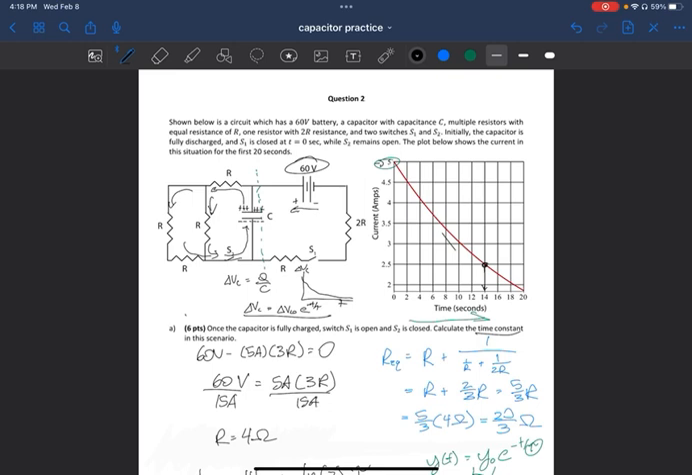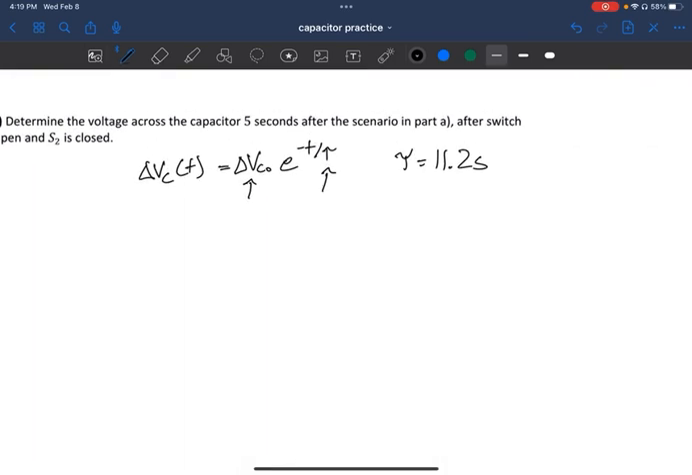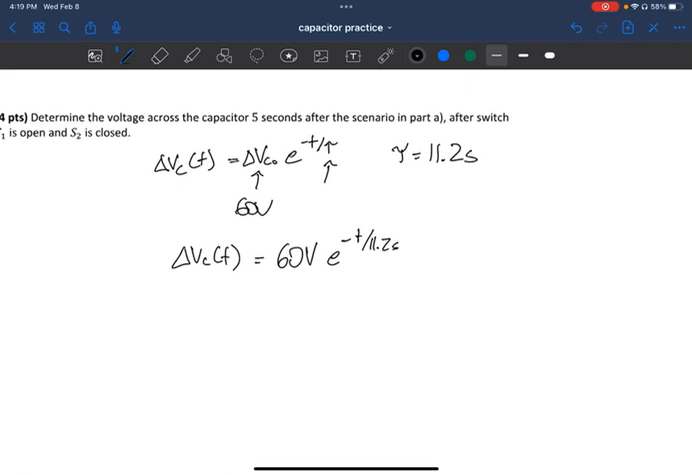In the charging case, when switch 1 is closed, the capacitor will charge up to negative 60 volts, so it's oriented opposite the battery. Then when we connect the capacitor across this other circuit, S2, to discharge, it's going to start with 60 volts. So I don't need to do any of the math. I just know that delta VC naught is 60 volts from the battery. So there's my equation: delta VC over time is equal to 60 volts times e to the negative t over 11.2 seconds.